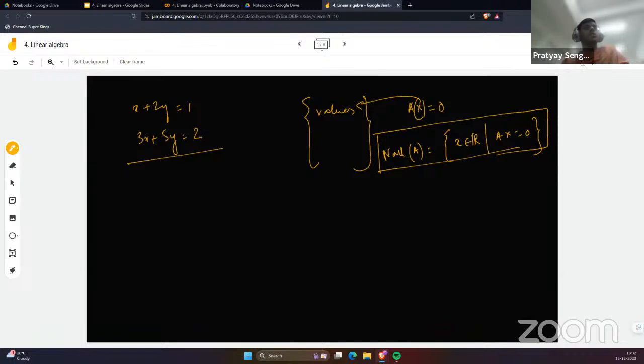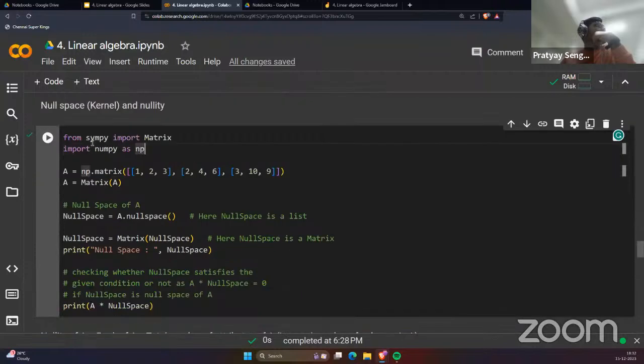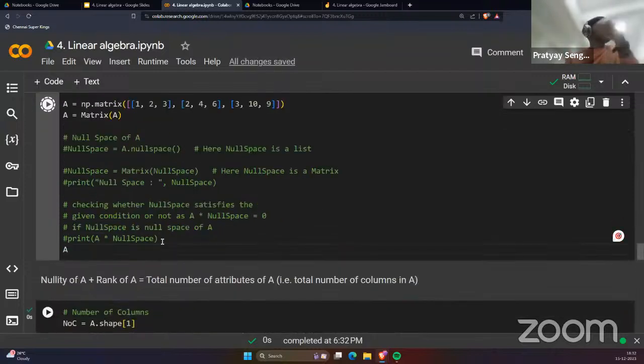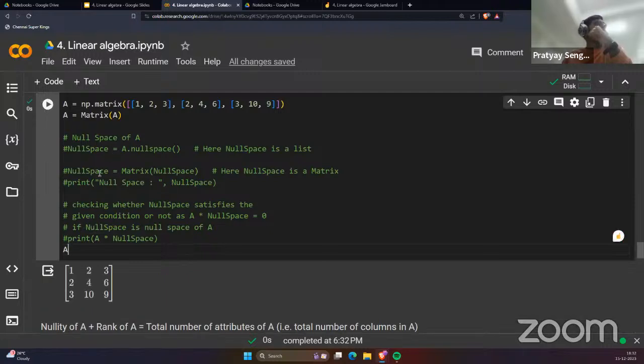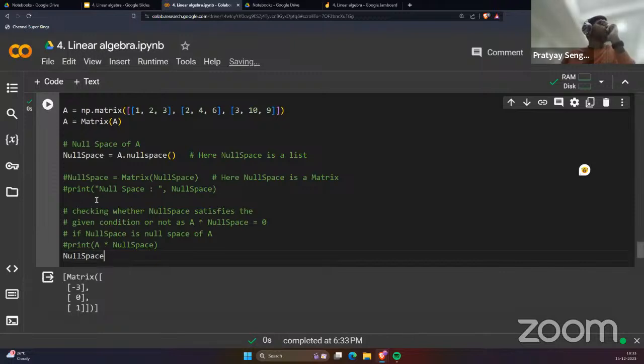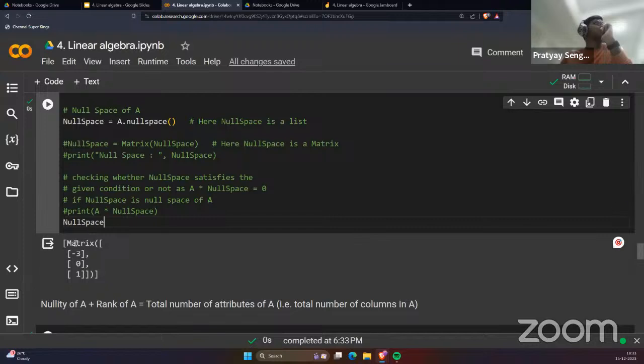And also, what is nullity? Nullity is the dimension of the null space, the number of vectors for which Ax is 0. So let's see that. For this you have to import sympy, import Matrix, and let's generate a matrix first. Let's print it. This is a better format, so you can use this matrix format. And then the null space of A should be, okay, I have to print the null space also. So this is the matrix of the null space, right? This is in matrix format.